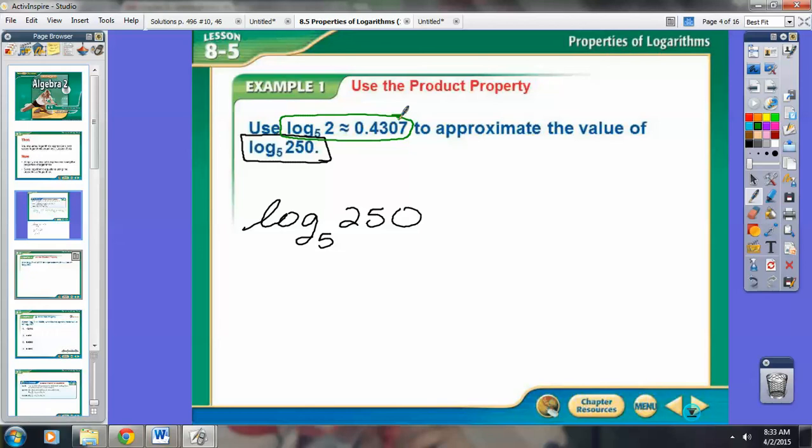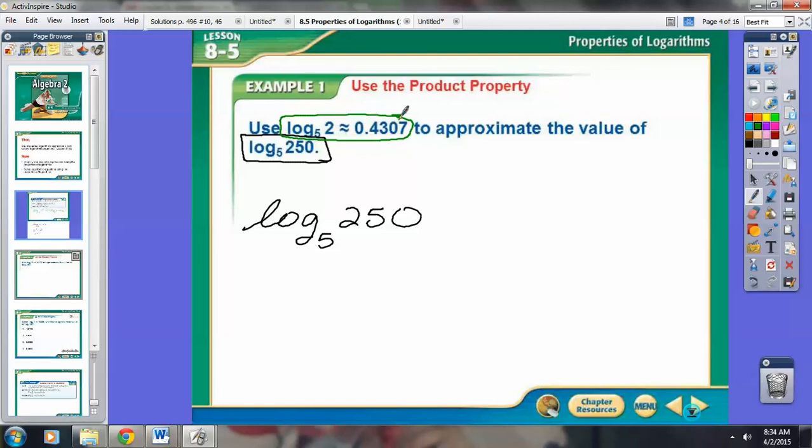Does 2 to some power give me 250? I don't think so. No, you get 256. So we know that's not going to be a way we can do it. Well, let's try 2 times something. Does 2 times something give me 250?